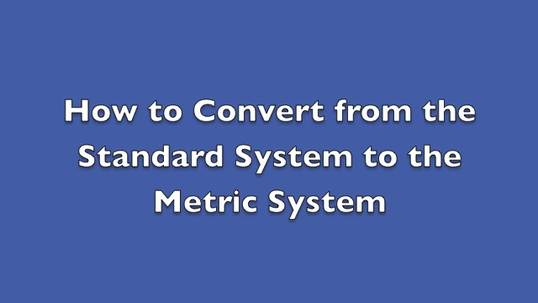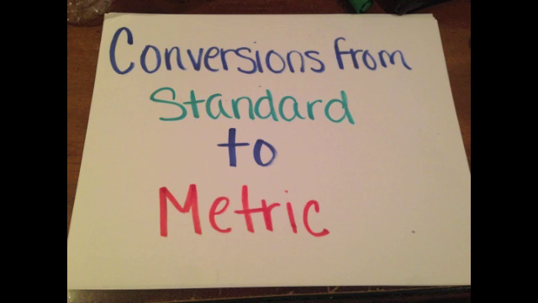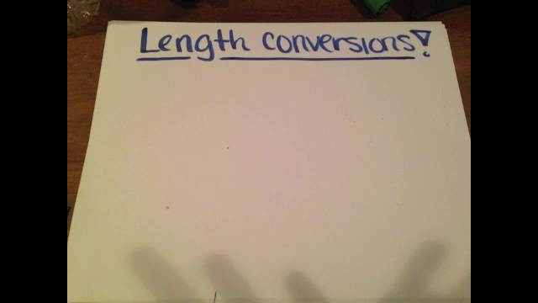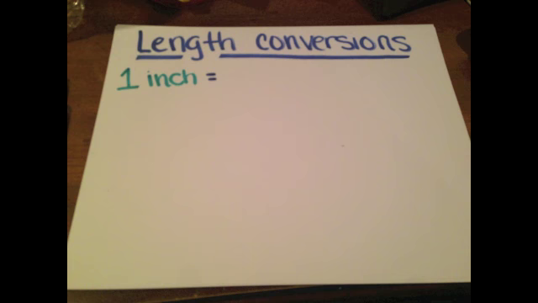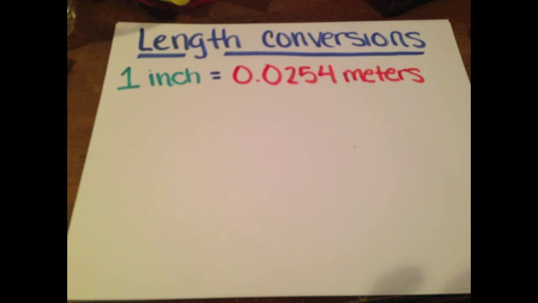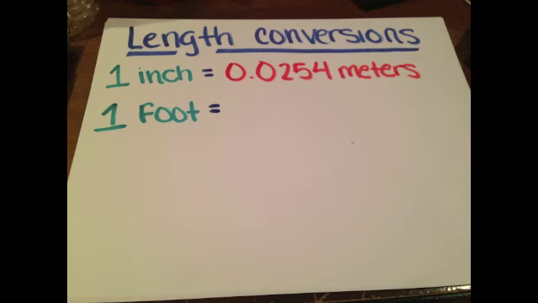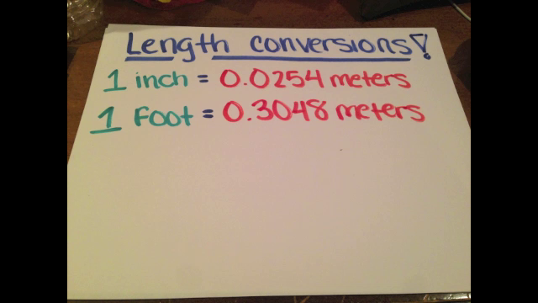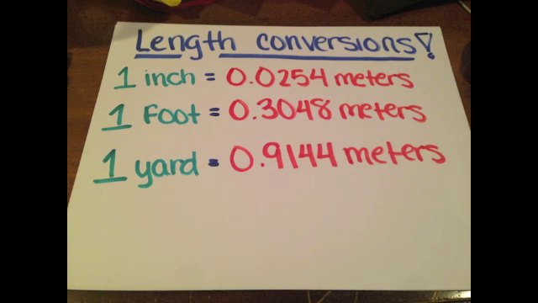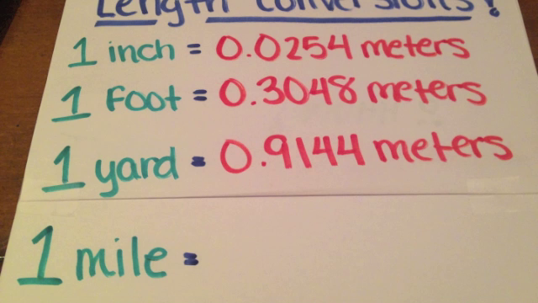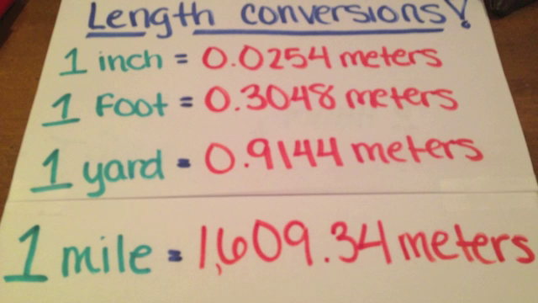Now we'll show you conversions from the standard form, which is used in the US, to metric form, which we'll be using in physics and anywhere else in the world. First, we'll show you the length conversions. 1 inch equals 0.0254 meters. 1 foot equals 0.3048 meters. 1 yard equals 0.9144 meters. And 1 mile equals 1,609.34 meters.